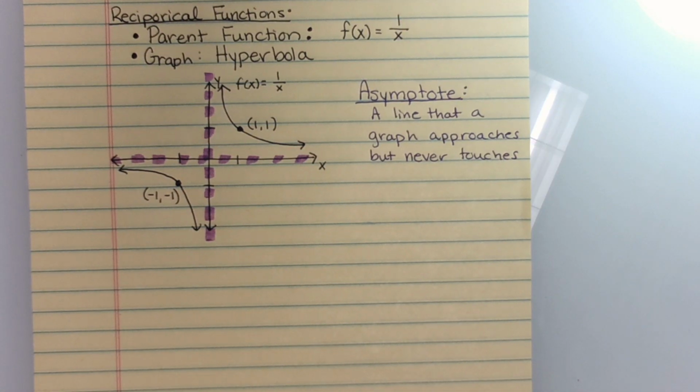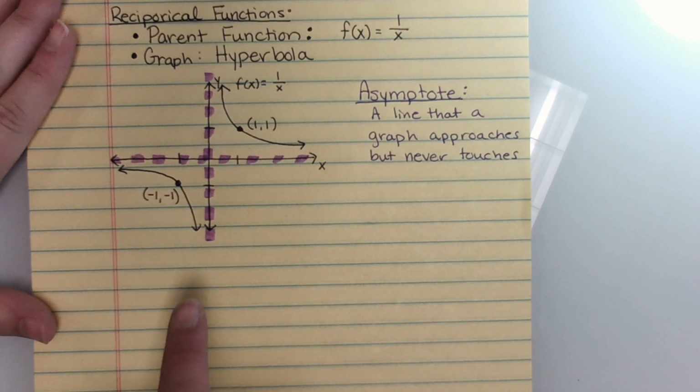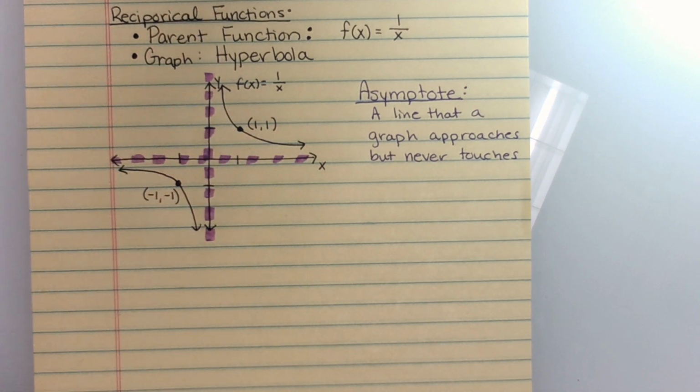And when I say a lot, I mean, well, technically the reciprocals only have two. One vertical, one horizontal. Now, these asymptotes play a key role in these graphs. The vertical asymptote. Vertical lines, what do their equations look like?